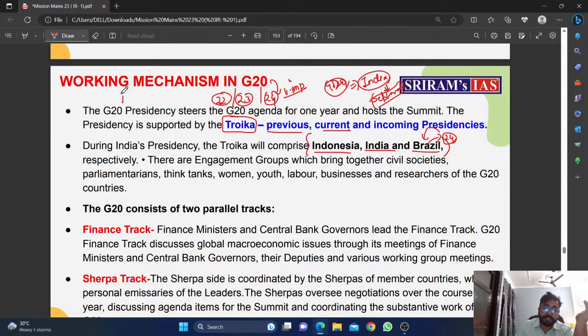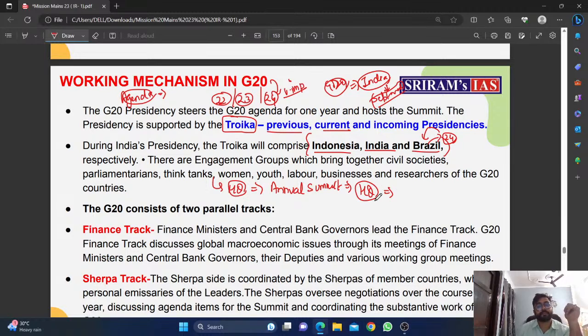And what will be the agenda of G20? What to discuss in G20 is decided by these Troikas only. There are engagement groups which bring together civil societies, parliamentarians, think tanks, women, youth, labor, business, and researchers of G20 countries. And guys, there is no permanent headquarters of G20. Wherever the annual summit is going on, that country acts as the headquarters for that year. So the presidency and the secretariat change every year.